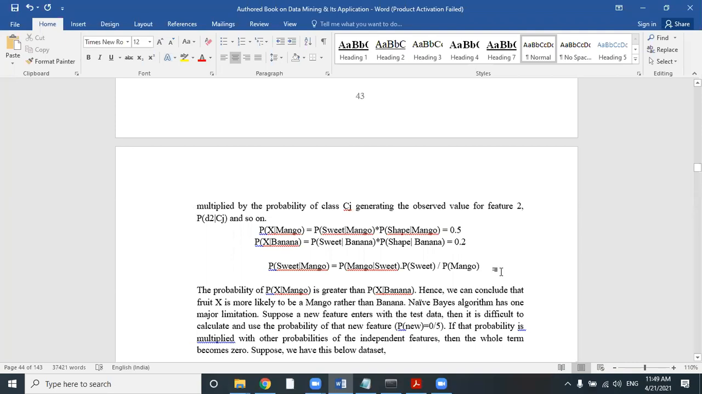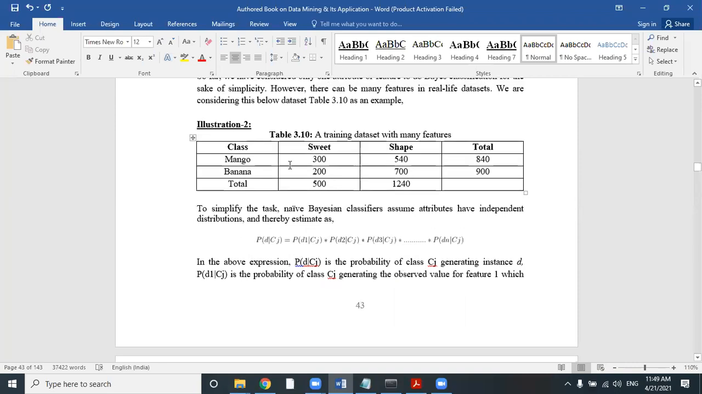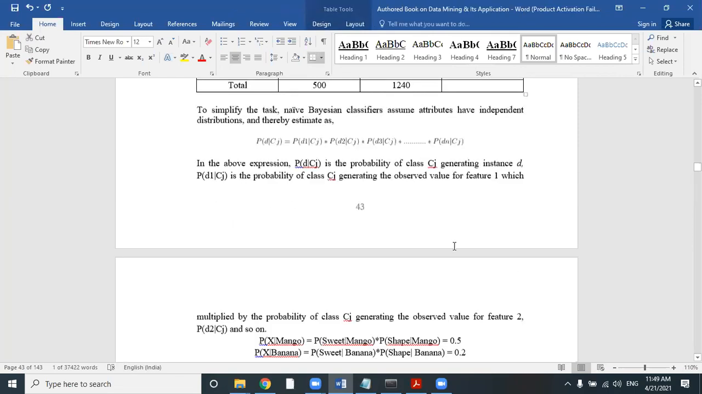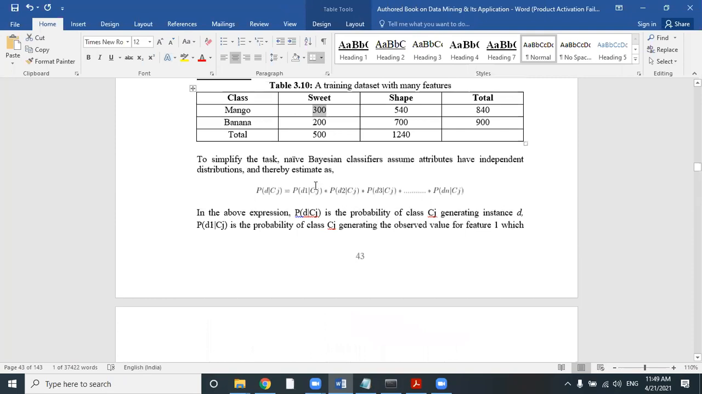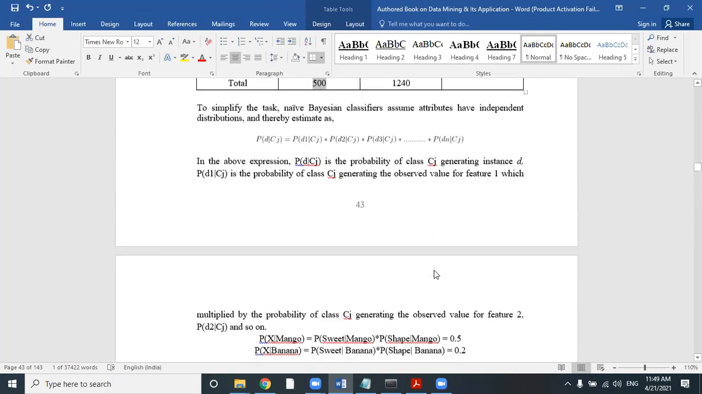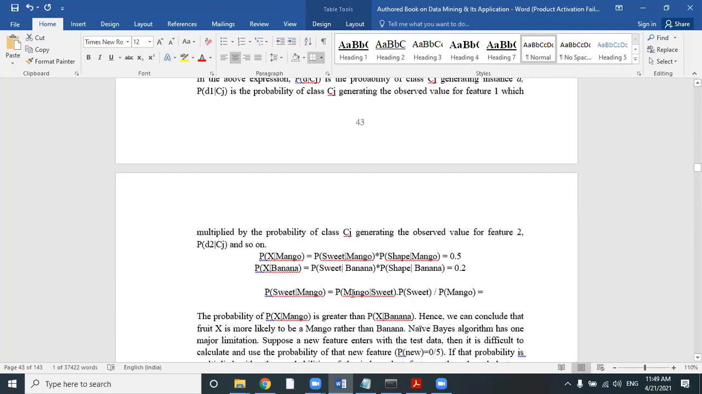Yes, sir. So what is the value of this one? Can anyone calculate? Probability of mango given sweet. What is the probability of mango which becomes sweet? That is 300 divided by the total probability of sweet. What is the total probability of sweet? 500. So 300 by 500.